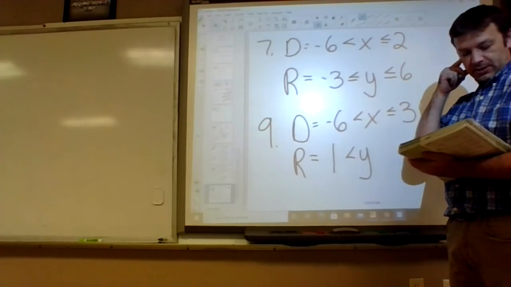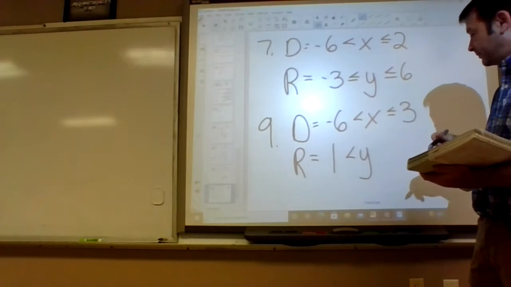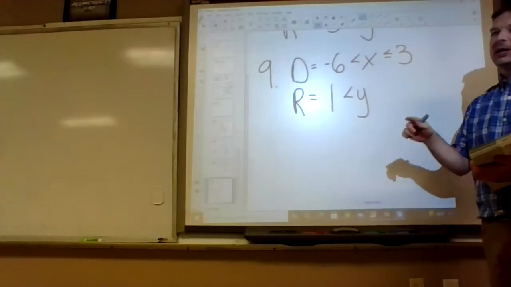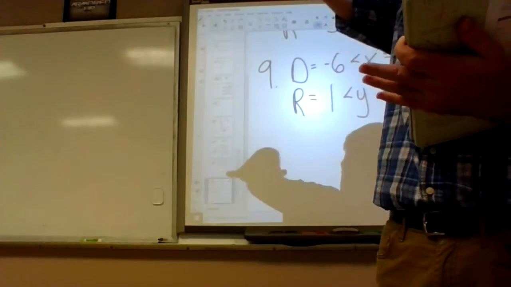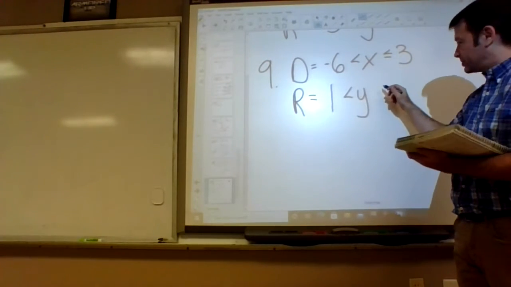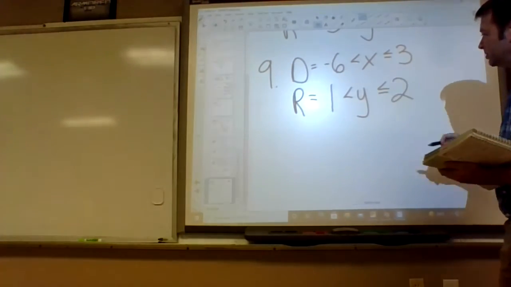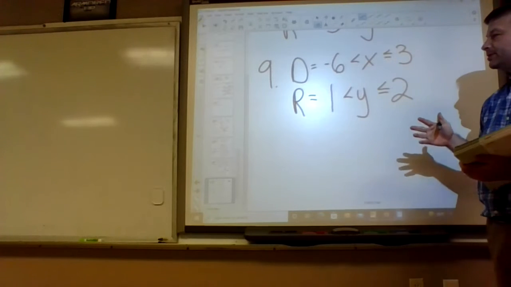And then, how high does it go from there? It doesn't go all the way up to 4 because it's not a continuous set of points. It goes up from 1 to 2. Is 2 included? Yes. But there's nothing between 2 and 3, right? There are no y values between 2 and 3.